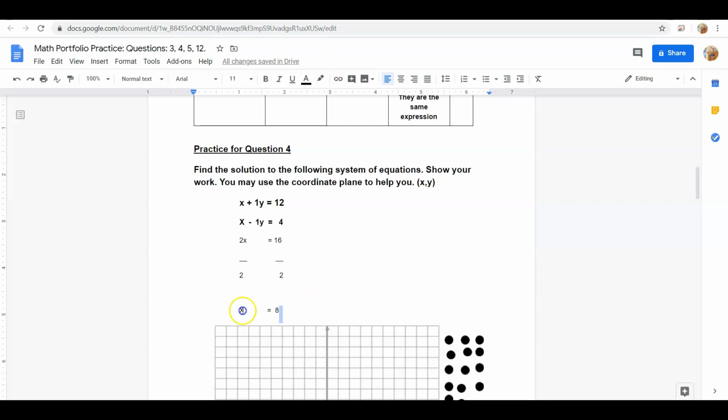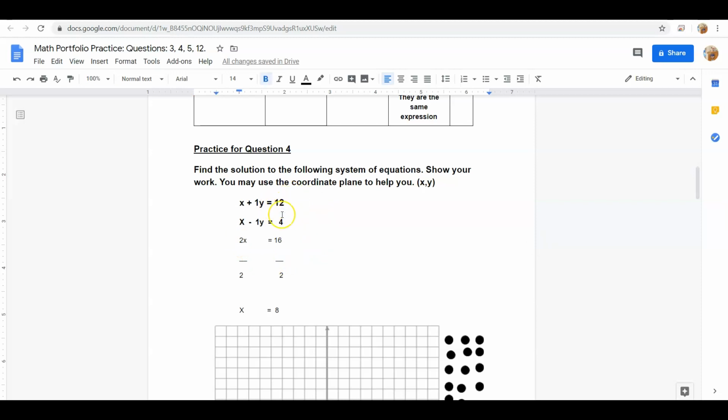And yeah, we know what x is now. Great. But how does this help us? How does knowing what x is help us figure out what y is? So we eliminated the y because we had a positive 1y and a negative 1y. And that helped us to find what x is if we follow the steps.